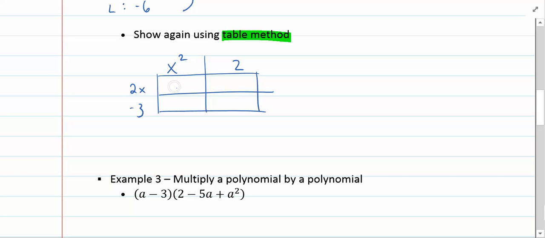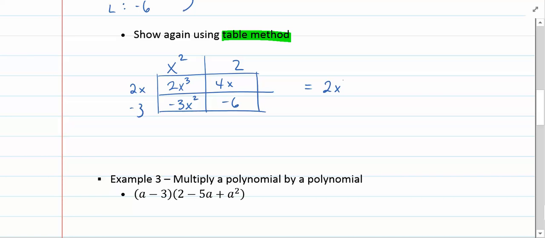So here in this first entry, what I'd like to do is multiply x squared times 2x. That leaves me with 2x cubed. And in this second entry, I have 2x times 2. That's our 4x. For this third entry, I have x squared times negative 3. There's my negative 3x squared. And lastly, negative 3 times 2 is the value that we'll place here, negative 6.